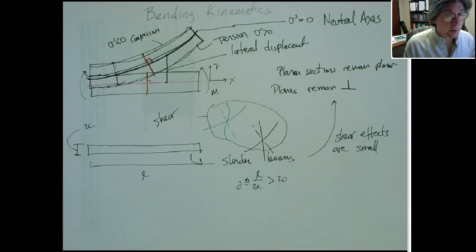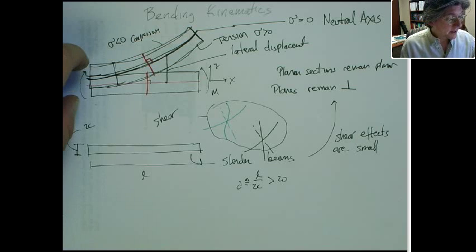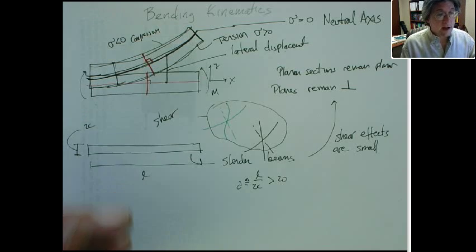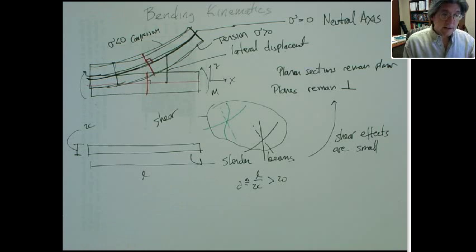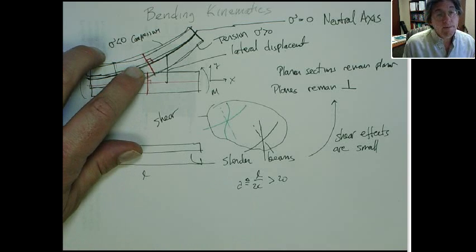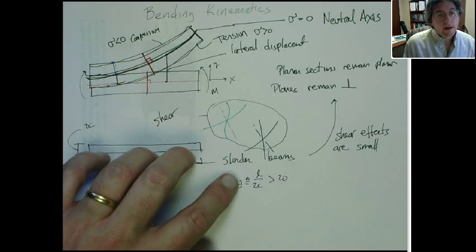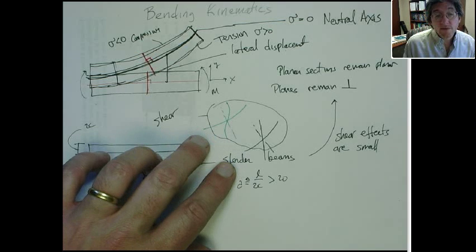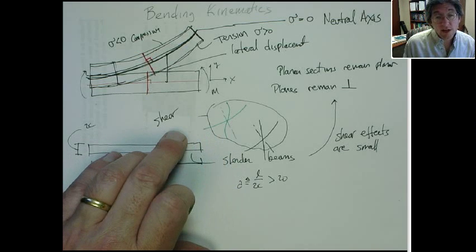Those are the assumptions we're making when we're talking about beams. The beam bends, with compression on one side and tension on the other side, and that means there has to be an axis where there's neither tension nor compression. That's the neutral axis. And then we're going to assume that the planar sections remain planar and perpendicular to that neutral axis. In reality, it tends to deviate from that, and that's associated with shear-type phenomena.